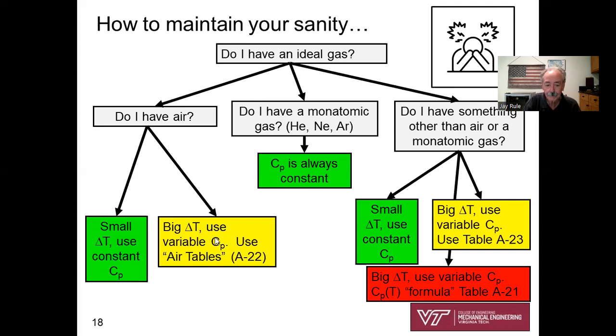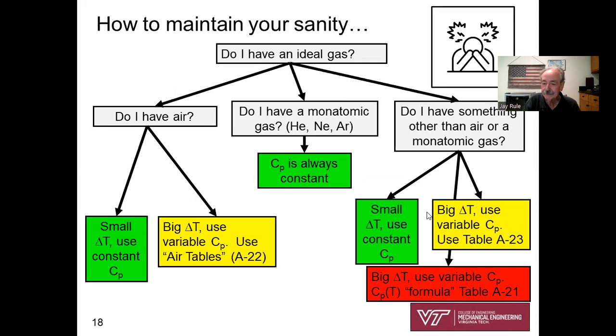I have air, but I've got a huge temperature change from 1 to 2. I'm going to have to use variable Cp, and in that case, I'll use table A22. Okay, that makes it pretty easy. Decision tree. Okay, I don't have air, but I have a monatomic gas. I've either got helium, neon, or argon. That's easy. Cp is always constant, and therefore Cv is always constant. Do I have something other than air or a monatomic gas? Well, the same idea: small delta T, use constant specific heat.